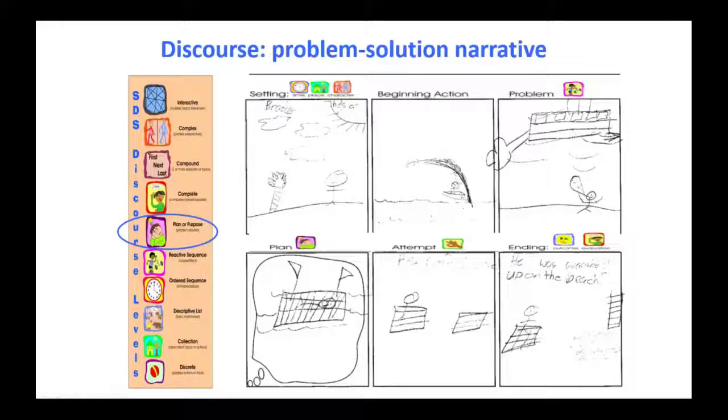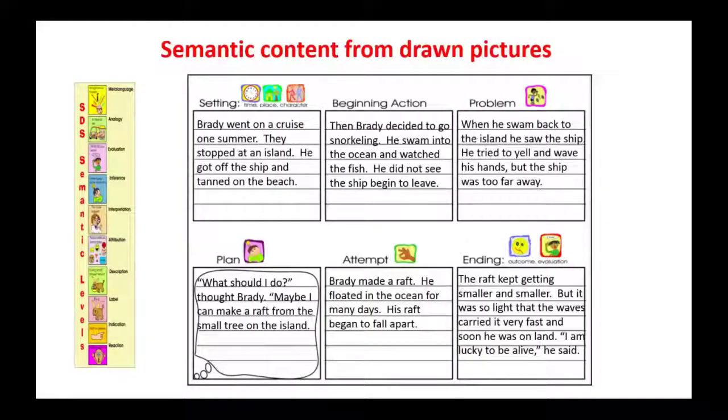So again, it has a lot of plan and purpose in it. And you can see I typed it out, but this was his actual story that he wrote. He went on a cruise one summer. They stopped at an island, he got off the ship and tanned on the beach, etc.